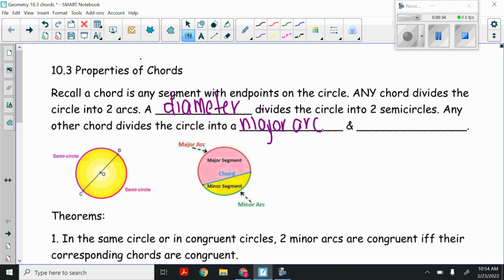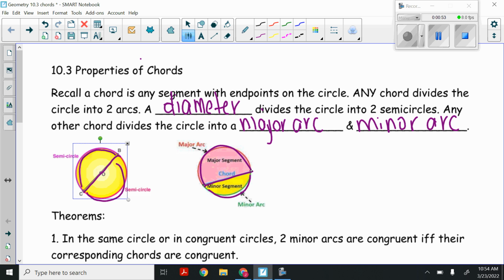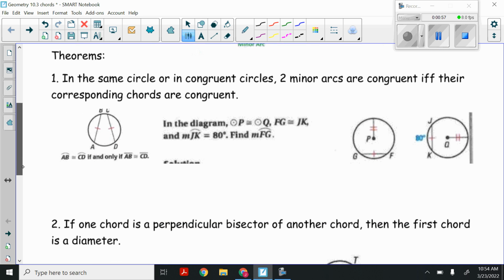So we talked about this yesterday. And then here we have the picture of that. Right, so here we have that CB is our diameter. And so we have a semicircle on top, a semicircle on the bottom. Here we have, this is our chord. So we have a minor arc, a major arc. So today we're going to learn some theorems that deal with chords.